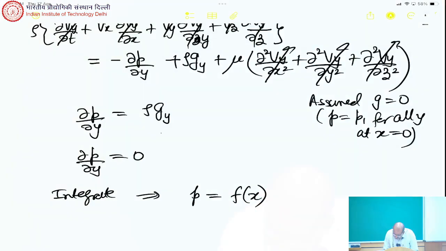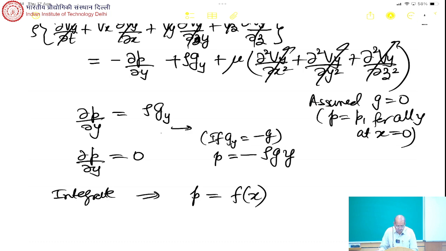Okay. So now, once we have done this, or if you put it in this form, in some problem, if g is not given as 0, if gy is equal to minus g, then you will get P is equal to minus rho g times y plus f of x. If gravity is not to be neglected, then you will get this.